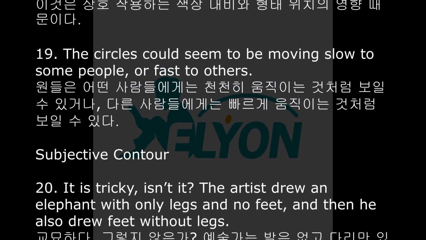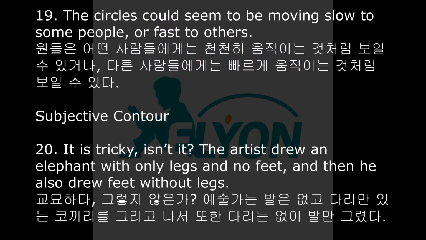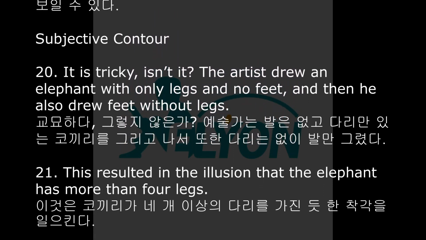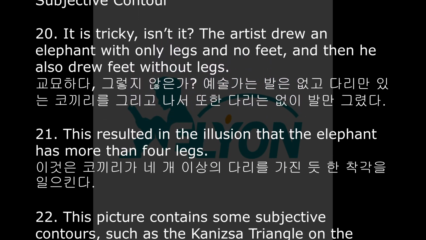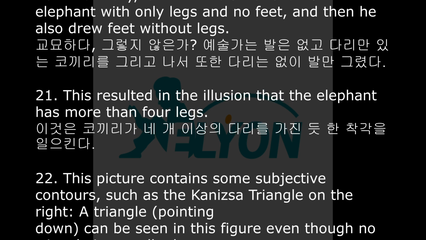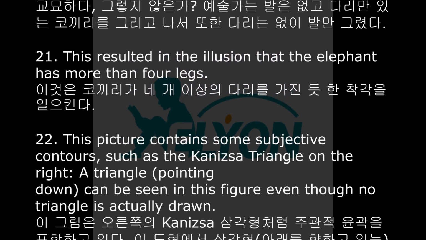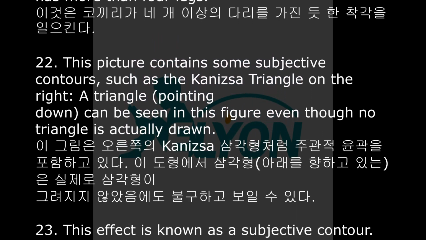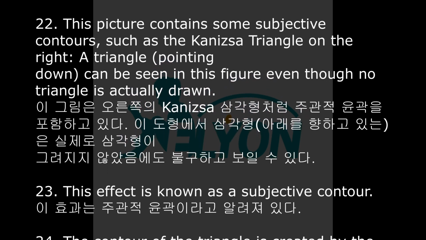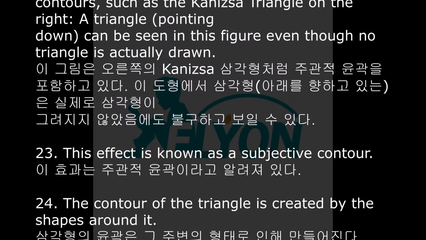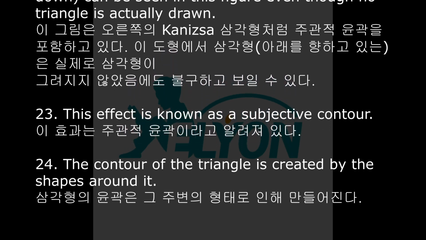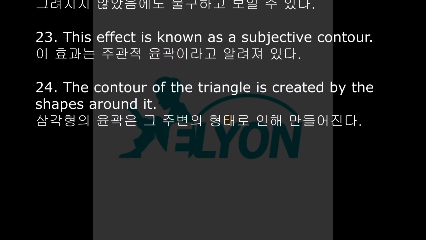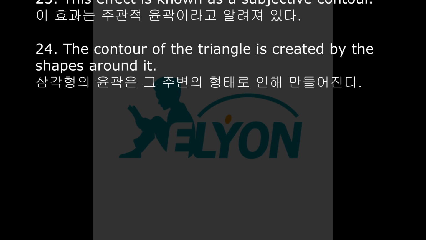4. Subjective contour. It is tricky, isn't it? The artist drew an elephant with only legs and no feet, and then he also drew feet without legs. This resulted in the illusion that the elephant has more than 4 legs. This picture contains some subjective contours, such as the Kanizsa triangle on the right. A triangle, pointing down, can be seen in this figure even though no triangle is actually drawn. This effect is known as a subjective contour. The contour of the triangle is created by the shapes around it.